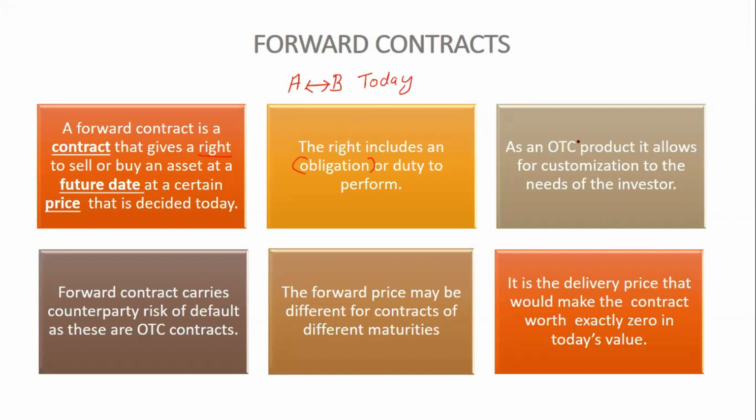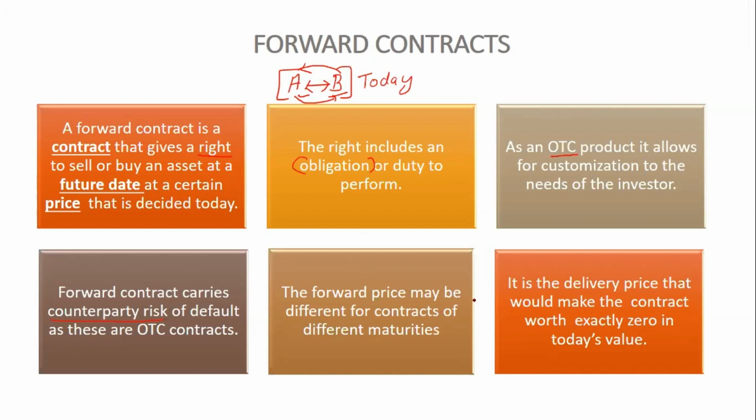Okay. This is an OTC product. OTC means over the counter. So since there are two traders, right, they can customize the contract as per their individual needs. So there is no standardization required in a forward contract. Since this is a contract between two parties, of course, it carries counterparty risk. So for example, B was supposed to deliver certain shares and A was supposed to pay certain price for these shares in future. It is very much possible that A might not pay the price, right? So that is a counterparty risk.